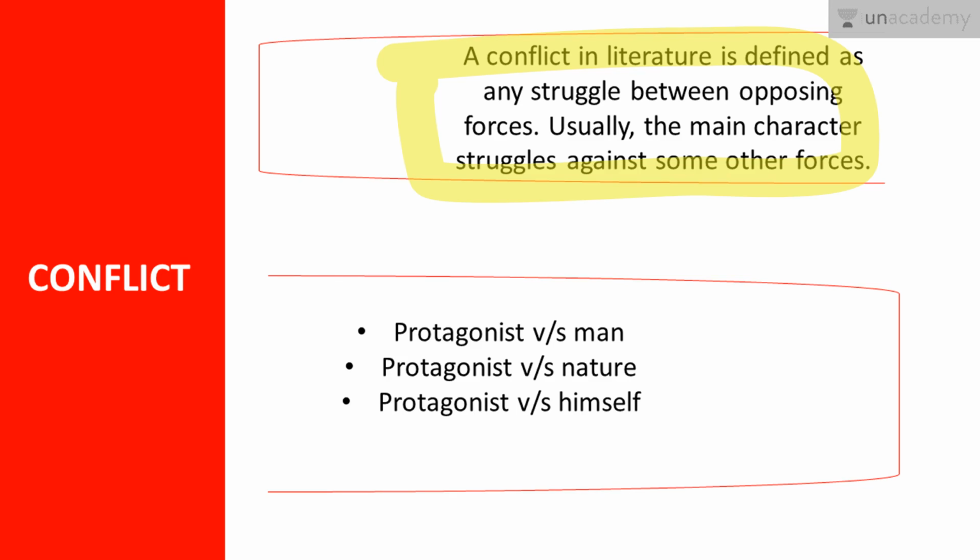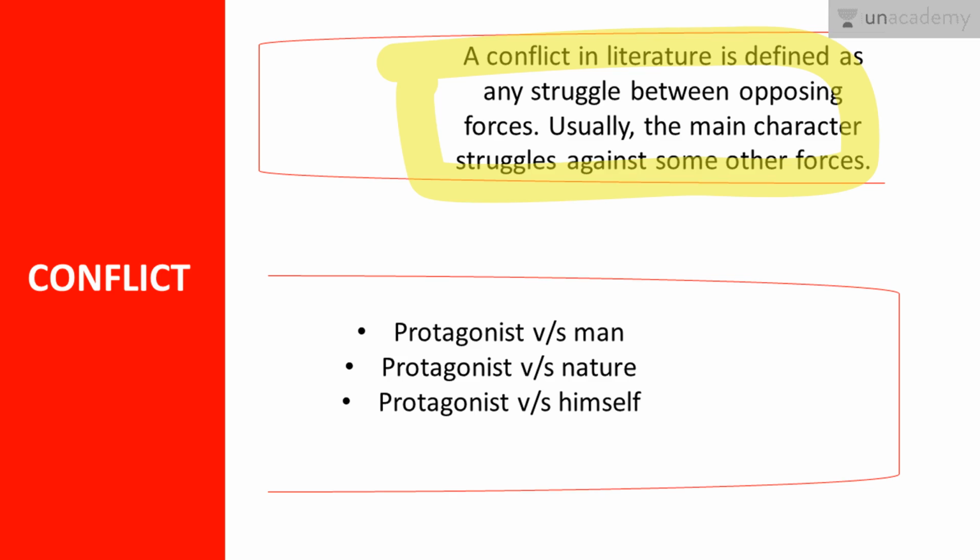Conflict can be of three kinds. It can be the protagonist against a man. Here a man can be a person from his family, mainly the antagonist. And then the second kind of conflict is when the protagonist is facing any natural opponent, when there is an opposition from the environment he's living in or she's living in, or it can be in the form of any abstract idea.